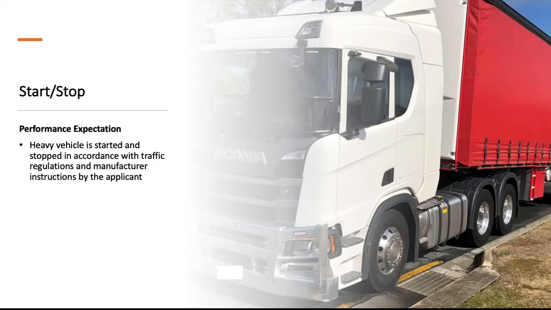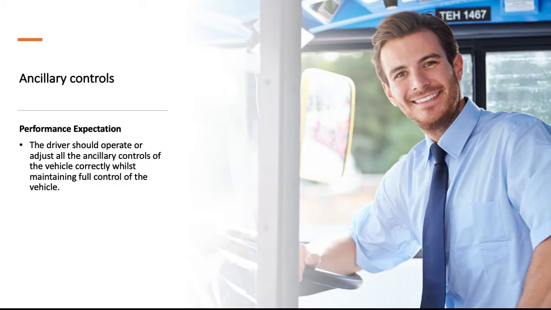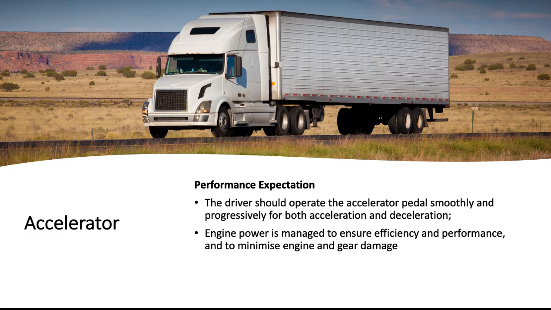Assessment of operational driving skills. Heavy vehicle is started and stopped in accordance with traffic regulations and manufacturer instructions by the applicant. The driver should operate or adjust all the ancillary controls of the vehicle correctly whilst maintaining full control of the vehicle. For example, the air conditioning would be one example. Accelerator. The driver should operate the accelerator pedal smoothly and progressively for both acceleration and deceleration. Engine power is managed to ensure efficiency and performance and to minimize engine and gear damage.